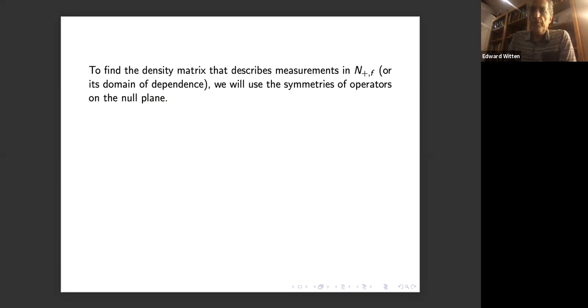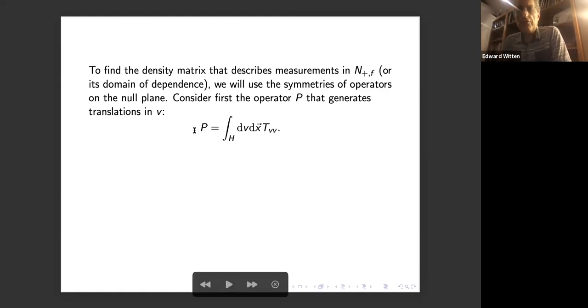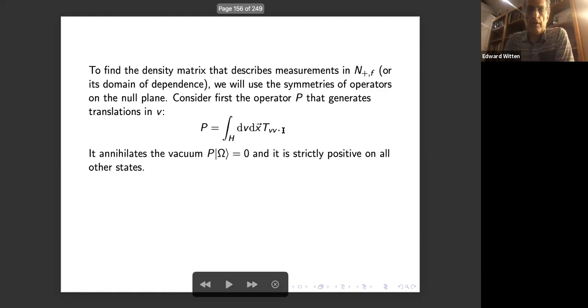But we want to find the density matrix that describes measurements in n plus f, or equivalently in its domain of dependence. For that, we'll use the symmetries of operators on the null plane. First, we consider the operator p that generates translations in v. So here, I've just taken the null momentum, the generator of constant shifts of v is p. It annihilates the vacuum because all components of the momentum annihilate the vacuum. It's strictly positive on all other states because it's a null component of the momentum.